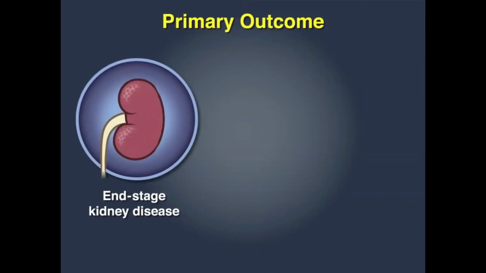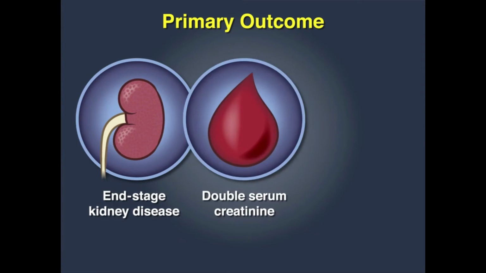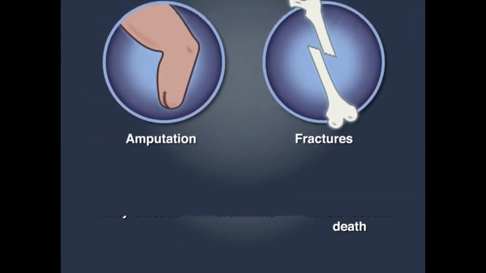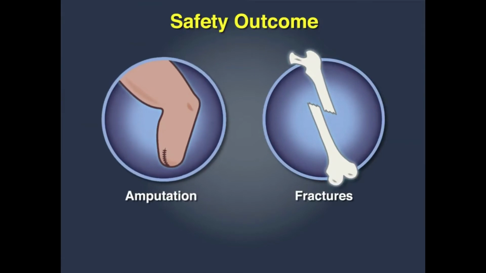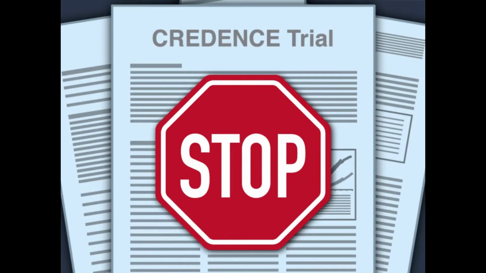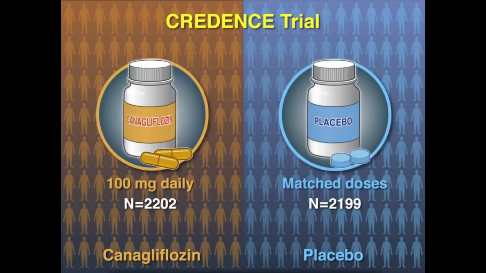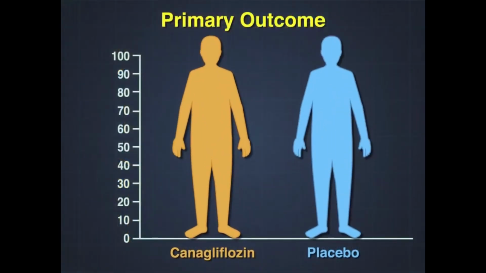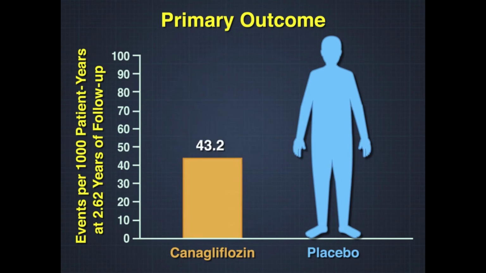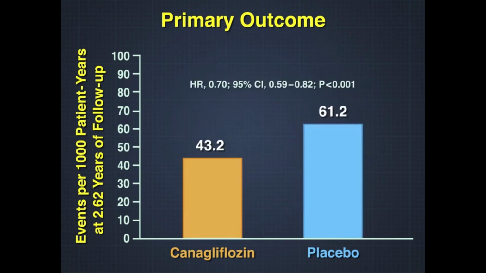The primary outcome was a composite of end-stage kidney disease, a doubling of the serum creatinine level, or death from renal or cardiovascular causes. A pre-specified safety outcome was the rate of lower limb amputation and fractures. The trial was stopped early after a planned interim analysis because pre-specified efficacy criteria had been achieved. At a median of 2.62 years of follow-up, the event rate of the primary outcome was significantly lower in the canagliflozin group than in the placebo group.